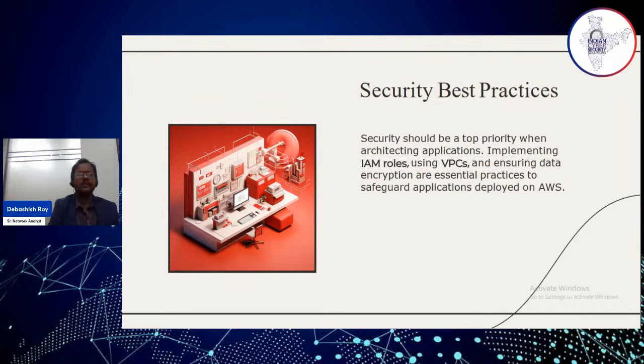Now, what are the security best practices here? Security should be a top priority when architecting applications. As you know, security is paramount to cloud applications. Implementing IAM roles, identity and access management, these IAM roles should always be there, using VPCs. If you are running some instances or web apps in VPCs, you should create the appropriate IAM roles for maintaining security.